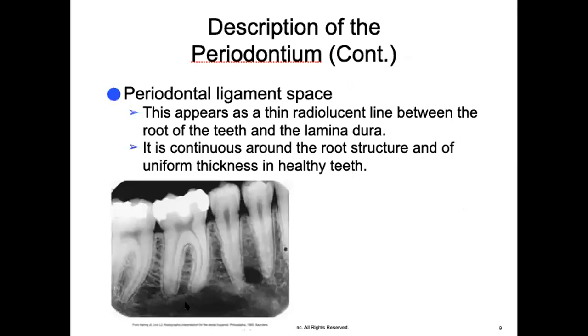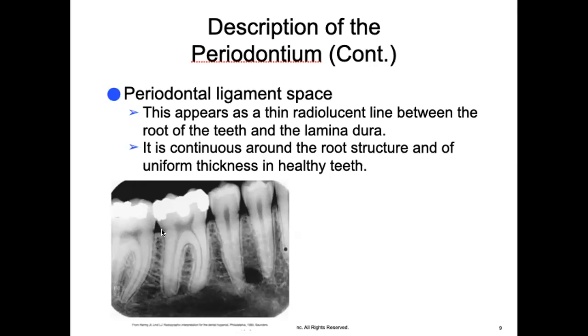So let's describe other parts of the periodontium. Talking about the periodontal ligament space, or the PDL, this appears as a thin radiolucent line between the root of the teeth and the lamina dura. It is a continuous line around the root structure and a uniform thickness in healthy teeth.